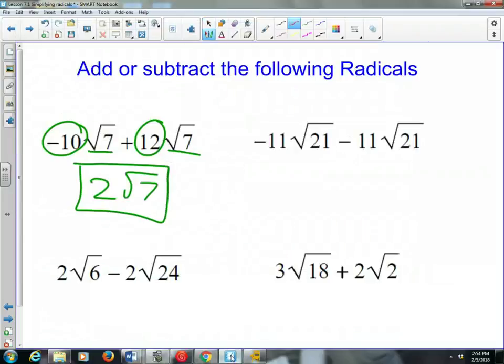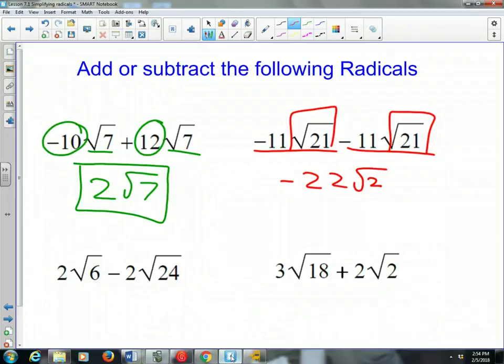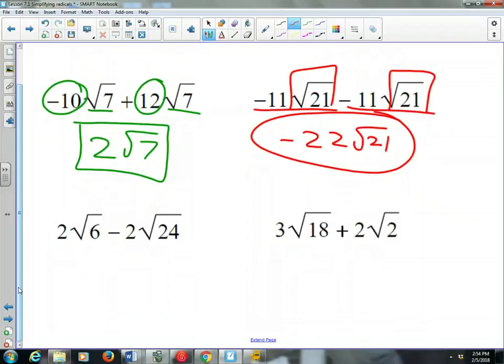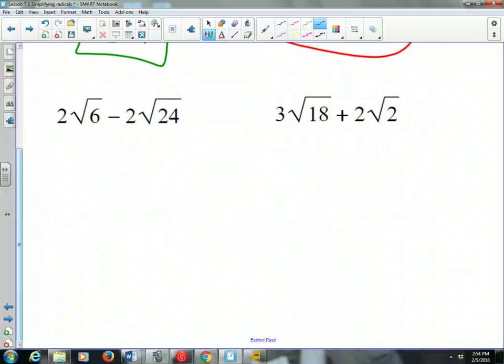So if we take a negative 11 root 21 minus 11 root 21, the radicals are the same. So we can just simply add up their coefficients. A negative 22 square root 21. Stink bomb on this one. The radicals are not the same. So what do we do? We can break down the radical, and maybe after that, then it's the same.